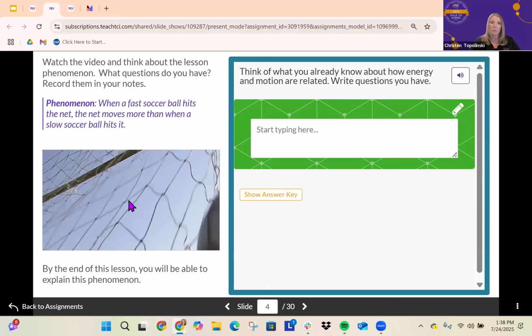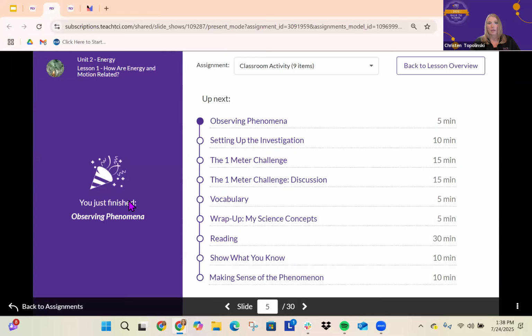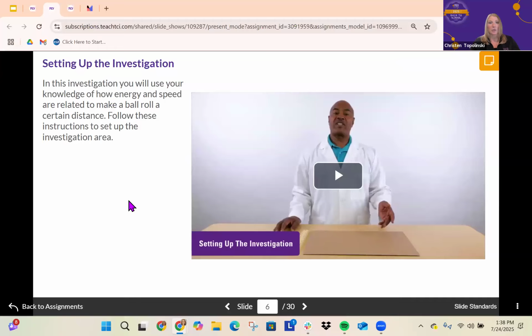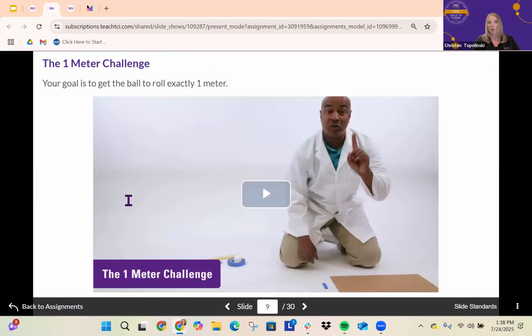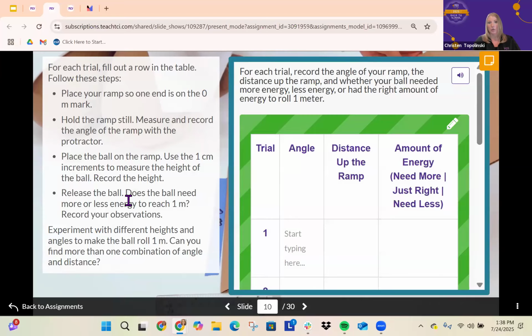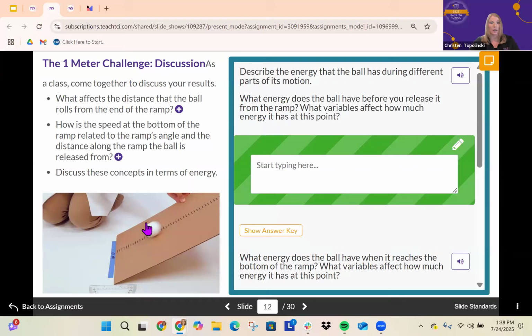You can see that the net is moving there when the ball hits it. Again, the great thing about TCI is it shows you how to set all these investigations up. You're going to have this board and you're going to mark it off. Or I was even thinking you could just tape a ruler right to the board. And you're going to be rolling a ball from different parts of the actual board. So they're going to roll it. You can see here, they can set whatever number they're going to do the same each time. And it is set at a low angle.